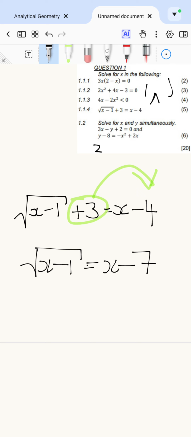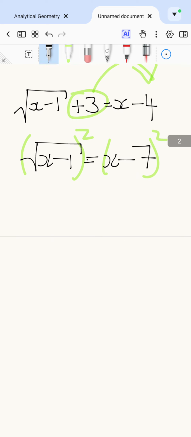The surd is alone. Why did we want to isolate the surd? Because how are you going to get rid of the surd? You're going to square both sides. Okay, so this side needs to get squared and that side needs to get squared as well. If the surd is not isolated, then when squaring, you wouldn't get rid of the surd. Okay, so great, we've got it alone now. We've isolated it, we've squared both sides.